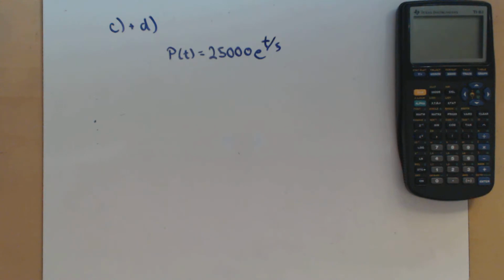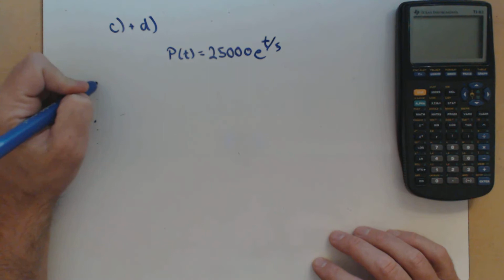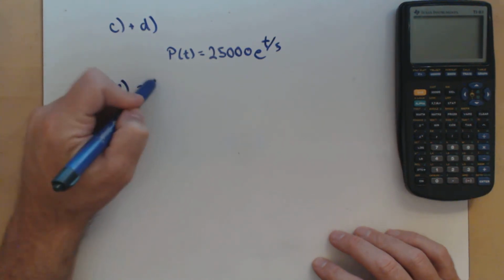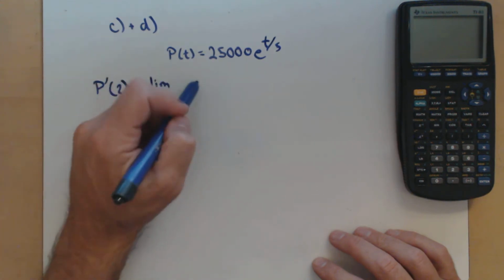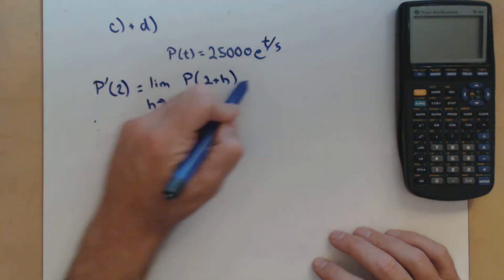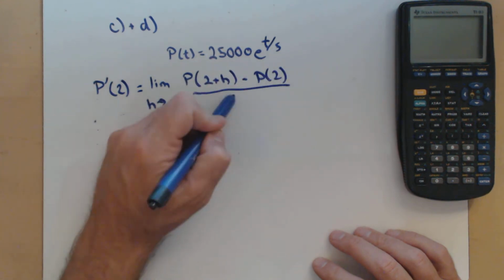Parts C and D we're going to do together, because we're asked to write an expression for the instantaneous rate of change of P at the instant where A equals 2, and then we need to figure out what that is and what it means. So basically we're being asked to calculate P prime of 2 with our limit definition. Limit as h goes to 0 of P of 2 plus h minus P of 2, all over h.